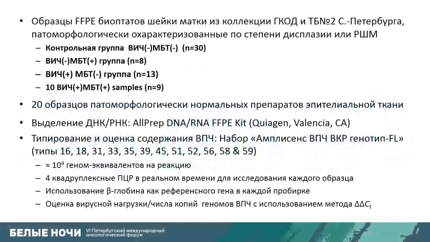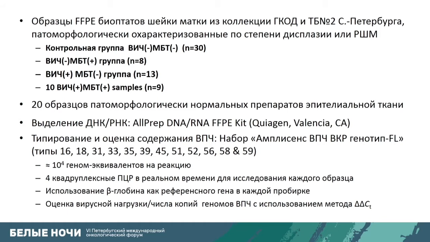Persons amounted to 30 samples, MBT plus 8 samples, HIV plus TB minus 13 samples, and 10 HIV plus TB plus mycobacteria samples. 20 samples are the normal ones of epithelial tissue. We isolated DNA, RNA, and used amplicons, HPV genotype. We used typing and assessment of the content of HPV.